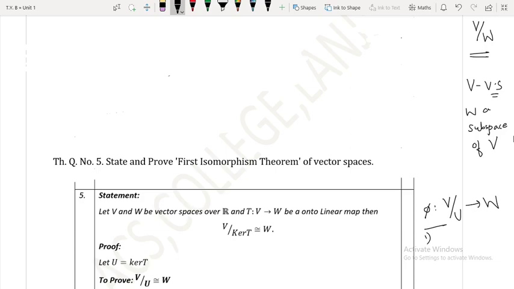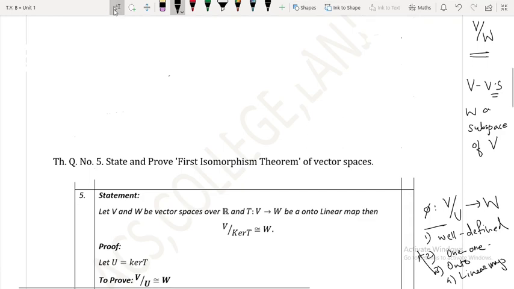Since we are defining this map, we have to show first of all that this map is well defined. Later on we will show that it is one-one, then that it is onto, and at last that it is a linear map. Once we show all this, we can say that this phi is an isomorphism, and therefore V mod U will be isomorphic to W, right? Now the question is how to define this map phi.